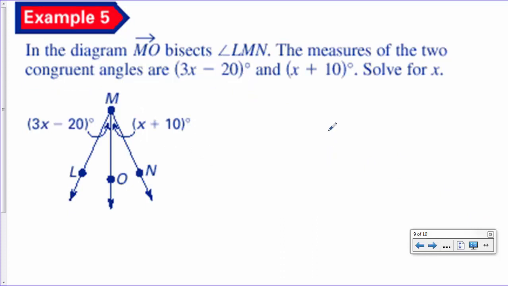Our next example, instead of numbers, this time we have variables with x's. We're given MO, that ray bisects angle LMN. The measures of our two congruent angles are 3x minus 20 degrees and x plus 10 degrees. We're going to solve for x, and then we'll plug in x to find the measurement of each of the two angles. I know that bisect means it divides the angle into 2 equal or 2 congruent parts. That would mean 3x minus 20 equals x plus 10.